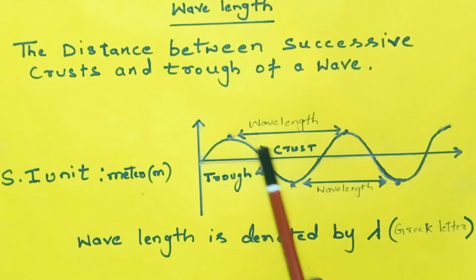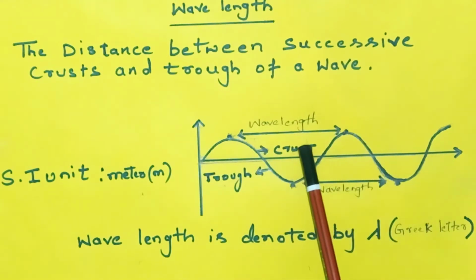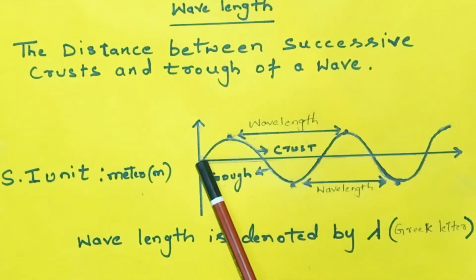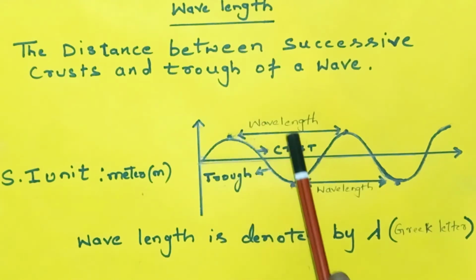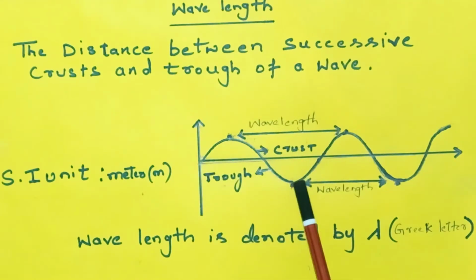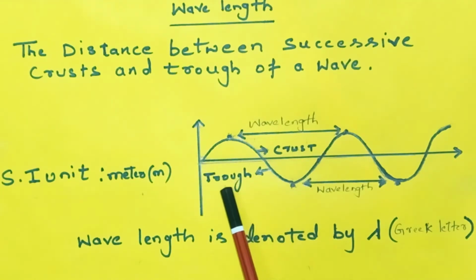In this diagram, the wave propagates in the formation of crest and trough. This is the mean position. From the mean position, the maximum point above is considered as crest, as well as from the mean position, the maximum point below is considered as trough.